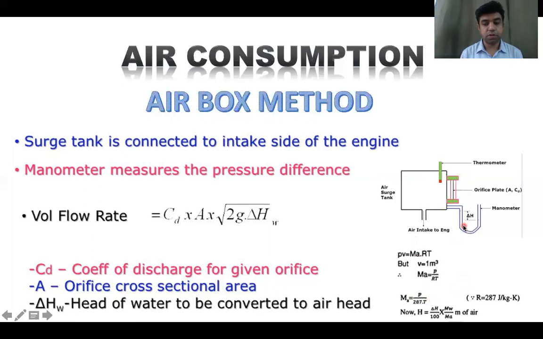The pressure of air will be measured with the help of a manometer, and the temperature will be measured with the help of a thermometer. So from this you will have a value of m_a. You put that value in this and you will get the value of head of air. Put that in this formula, you will get the flow rate of the air. So in this way we can find out the amount of air which is utilized by the engine.